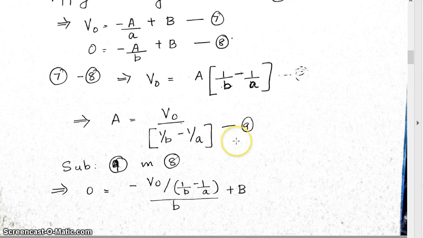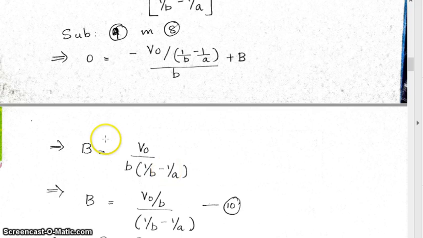Now the next step is to substitute this A in equation 8 to find the value of B. So I will get B is equal to V0 by b into 1 by b minus 1 by a. Okay.